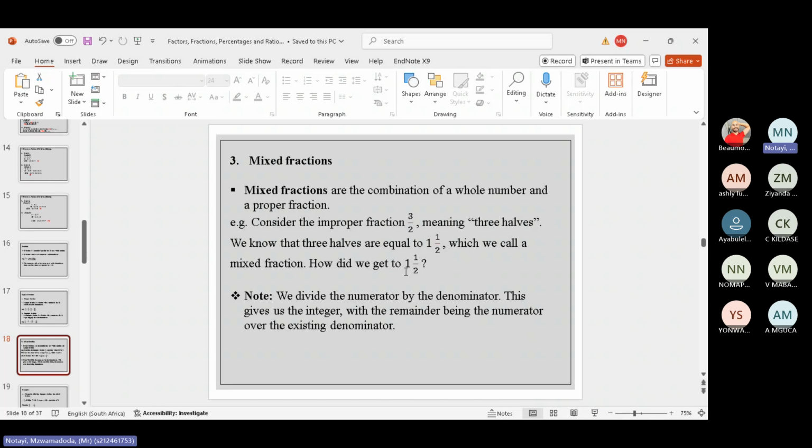So let's look at it again. We have 3 divided by 2. So how many 2's in 3? That'll be 1. That gives us the whole number. And then the remainder is 1. So 2's in 3, there is 1. And then the remainder is 1. And then the denominator of the fraction remains the denominator.